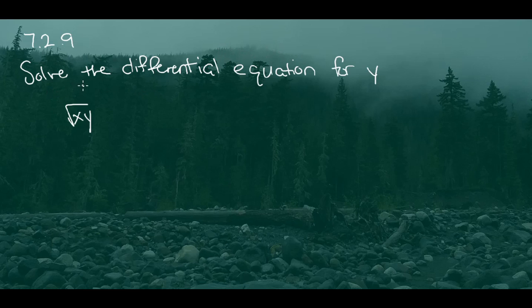Square root of xy times dy/dx is equal to 4. And then it says x and y are greater than 0. The reason it says x and y are greater than 0 is because they're both under the square root sign, and obviously we can't take a square root of a negative number. Okay, so we want to evaluate this.